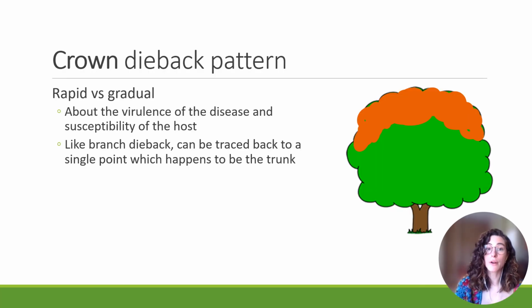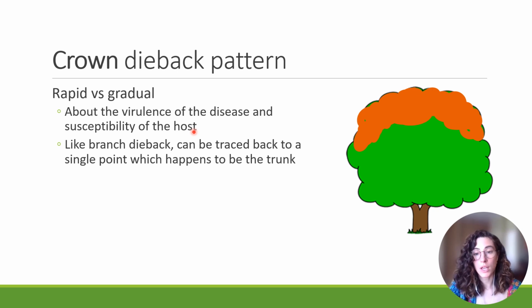So for our crown dieback pattern, where we're starting up at the tippy tops of the crown and working our way down, this can be rapid or this can be gradual. And really this all depends upon the virulence of the disease or the susceptibility of the host. Meaning, for example, with our oak wilt, we have red oaks that will die in 3 weeks and we have white oaks that will die in 3 years. And that's fully because one is more susceptible than the other.